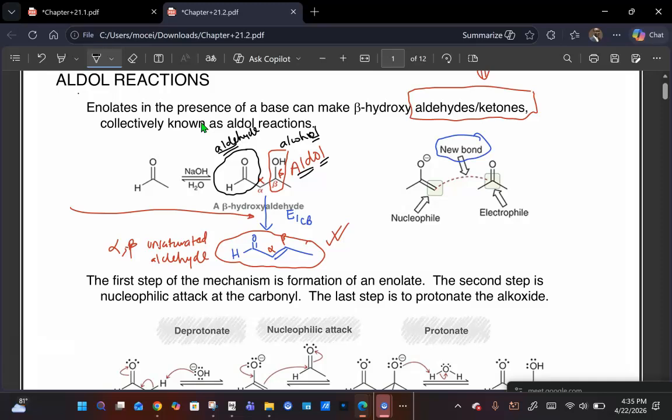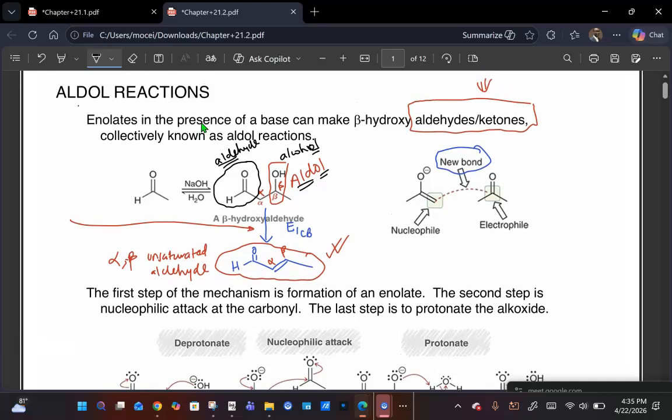So this part right here where I said E1CB, please call it condensation. And therefore this one, the alpha beta unsaturated aldehyde or ketone, is called the aldol condensation product.